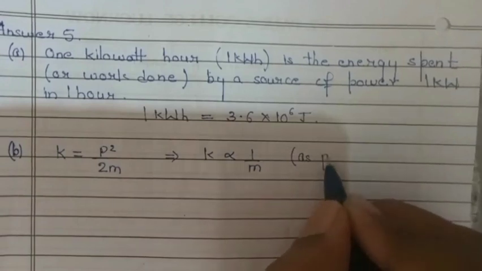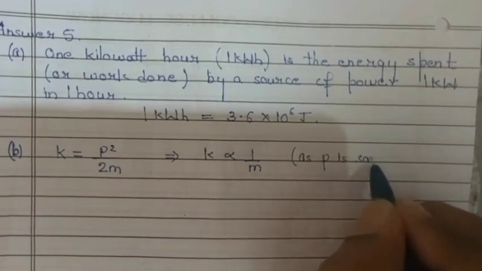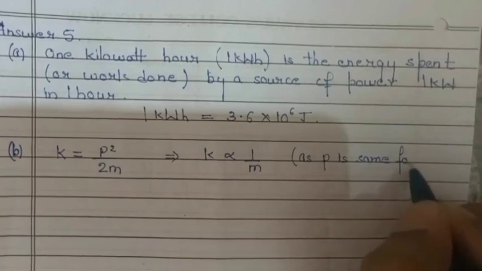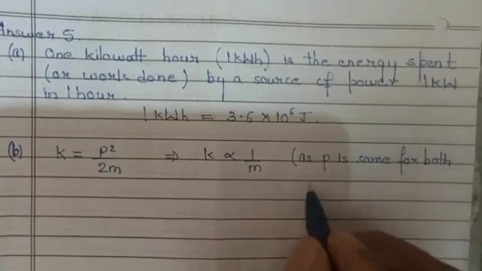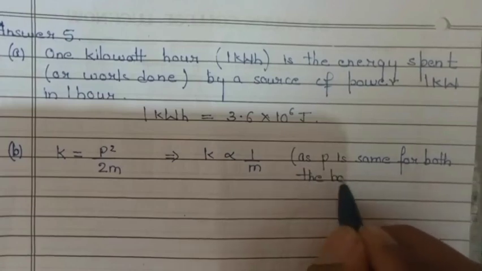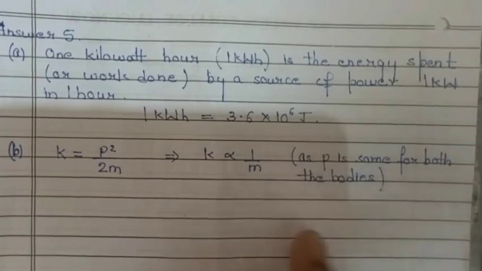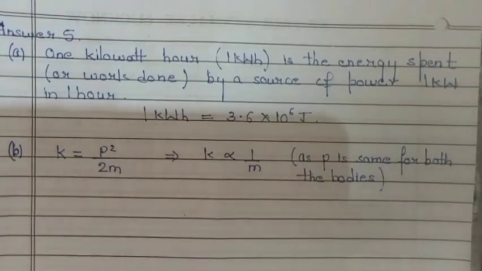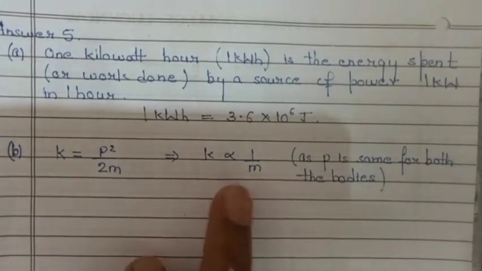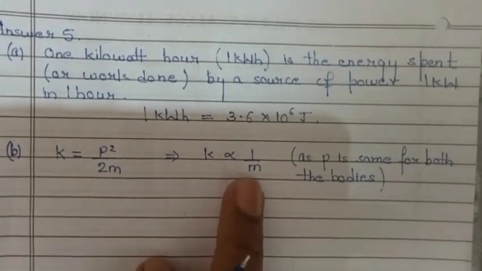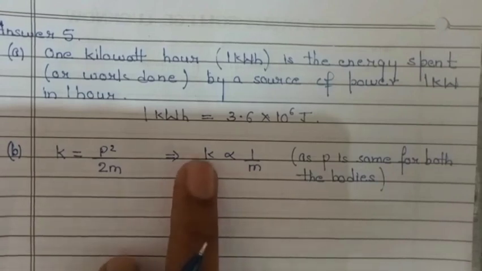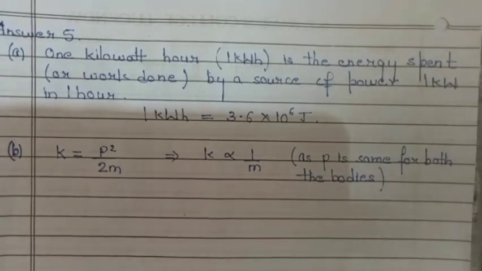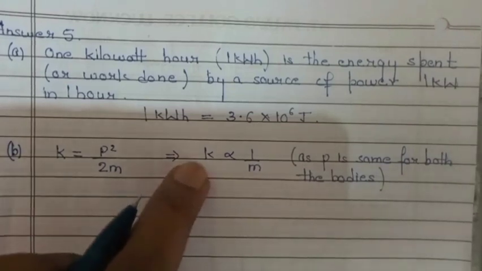As momentum is the same for both the bodies, we can say that kinetic energy is inversely proportional to the mass. So it's clear from here, the body with light mass will have more kinetic energy, because you can see kinetic energy is inversely proportional, meaning more the mass, less will be the kinetic energy, or less the mass, more will be the kinetic energy.